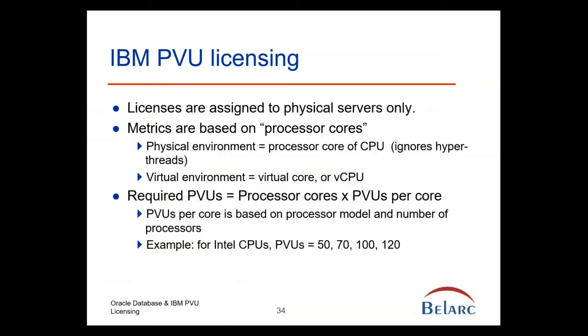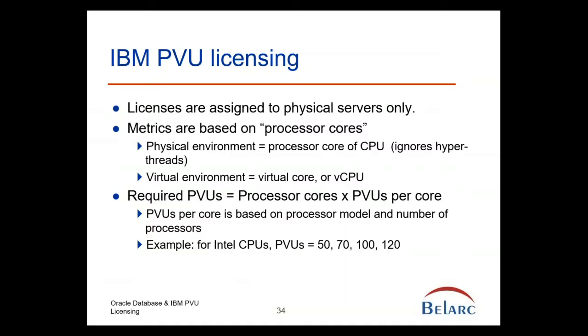It might be called a virtual core. It might be called a virtual CPU. Sometimes it's even called a virtual processor. But whatever they call that unit, that's the thing that you have to count. What that corresponds to physically depends on the virtual machine and how it works, but it doesn't matter for the licensing. It's whatever the virtual environment presents as the number of processing units.